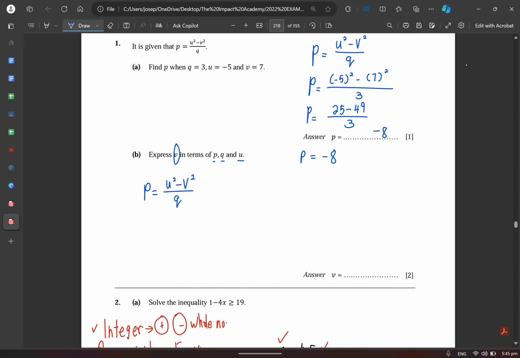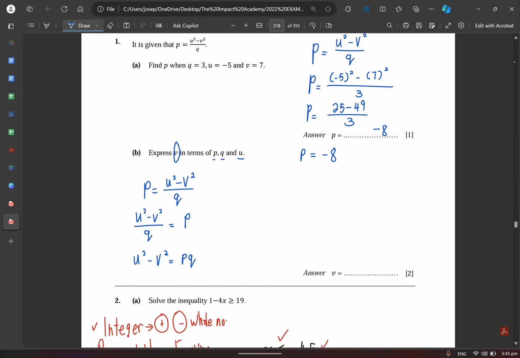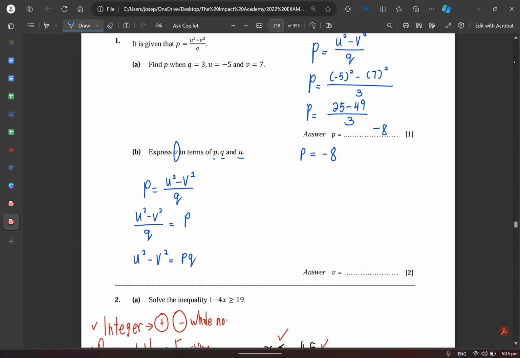Am I making sense? Then of course, because we are going to express V, I want V to be isolated. So I will swap position and say that this is equal to P. Then I'll bring the Q over. So U squared minus V squared is equals to PQ. Make sense? The question wants you to find what? V, right? They say, hey, find V for me. So of course, you want to bring the U squared over.